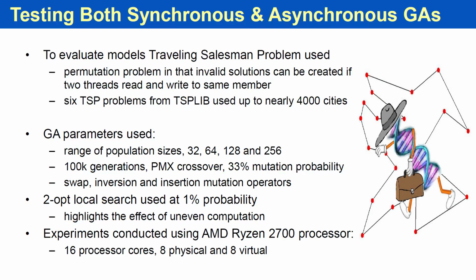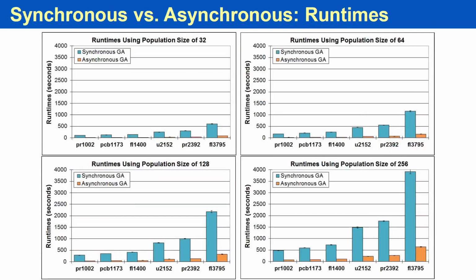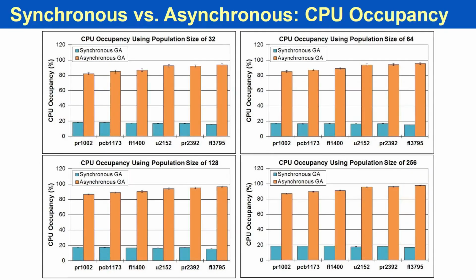And if we look at the run times that we got from using these models, we can see quite clearly the synchronous version is much, much slower for all population sizes, probably around 10 times slower than our asynchronous version with the working memory. And we can see why this is with the CPU occupancy. We're getting close to 100%, certainly with the larger population sizes and bigger problems for the asynchronous version, and the synchronous version is nowhere near, and this is because all the threads are having to wait, potentially while some are doing 2-opt.